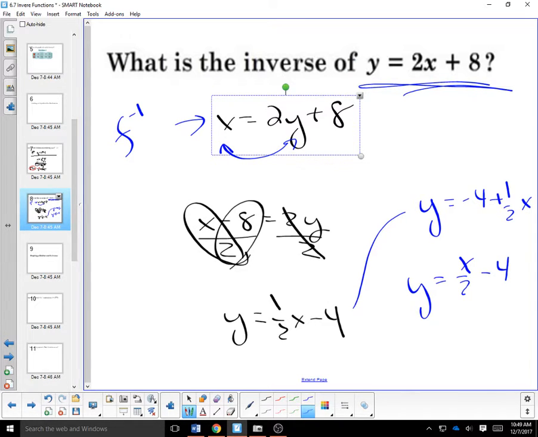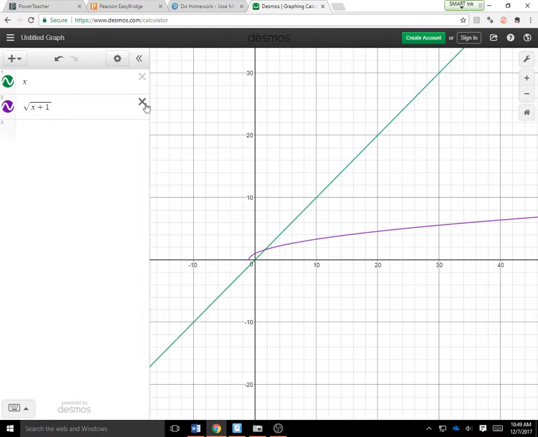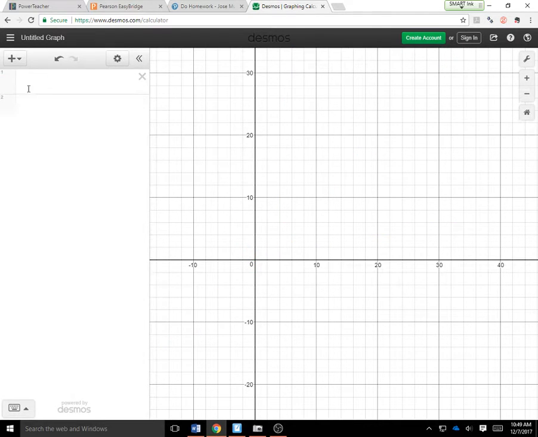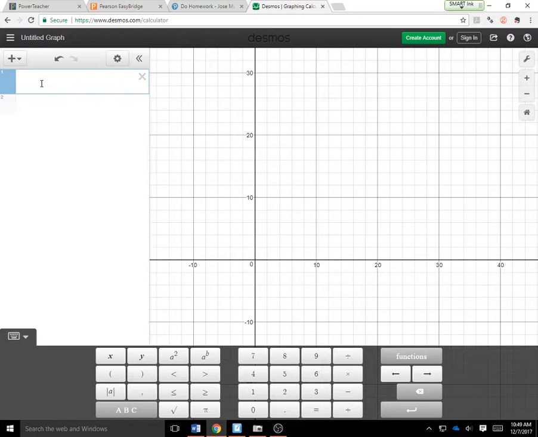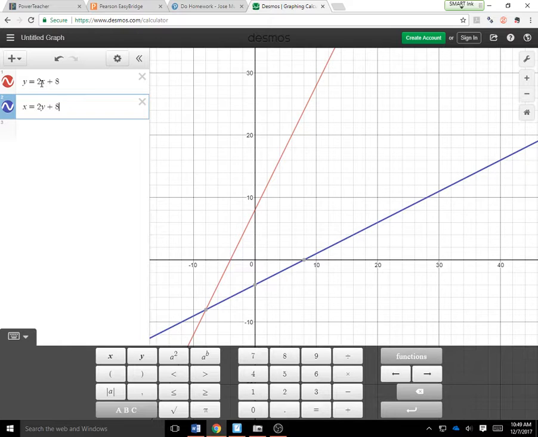So, here, I want to show you something. Since we're already here, because we're going to get to it anyway, I'm going to go over to Desmos. What was the original equation there? y equals 2x plus 8. Okay, so there's my equation. Now, when I swap those, x equals 2y plus 8, there's the other equation.